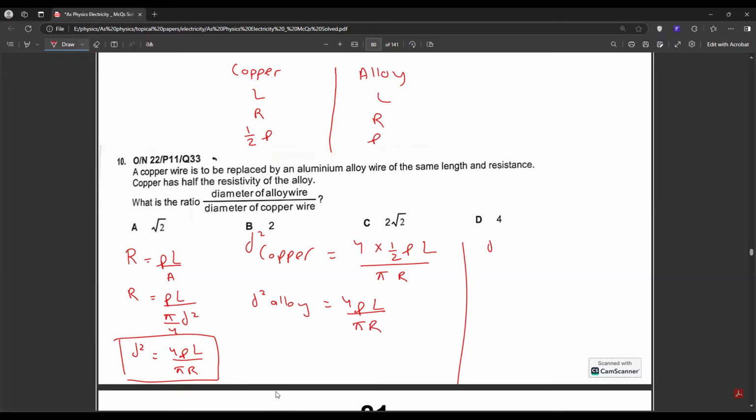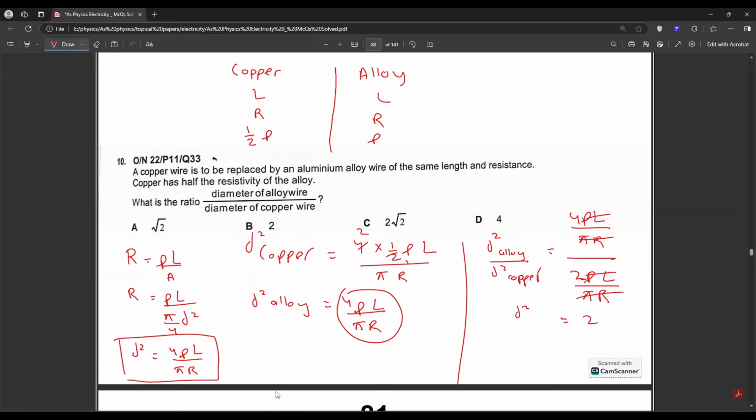Diameter square of alloy divided by diameter square of copper. What is the value of alloy? This one, 4 into resistivity into L over pi R, divided by what? This becomes 1, this becomes 2. 2 rho L divided by pi R. Pi R cancels out, rho L cancels out. 4 divided by 2 will be your answer. What does your answer come out to be here? Your answer comes out to be 2.